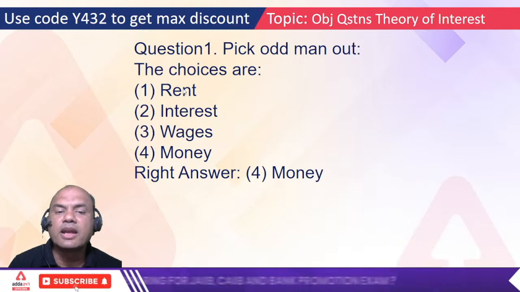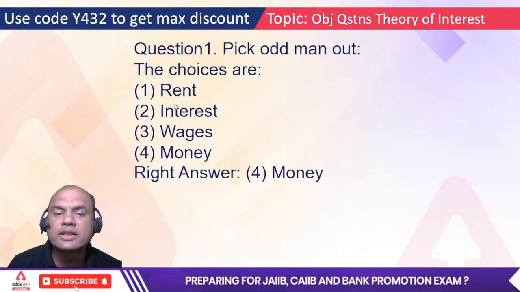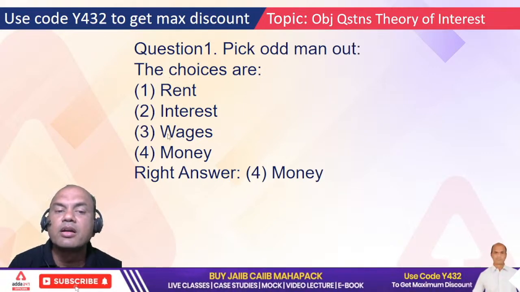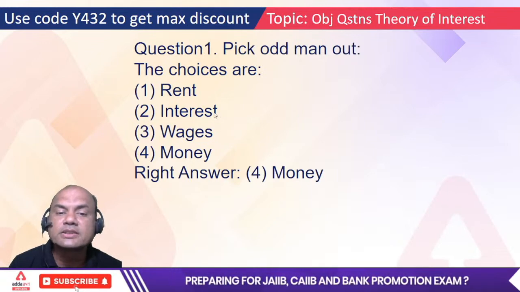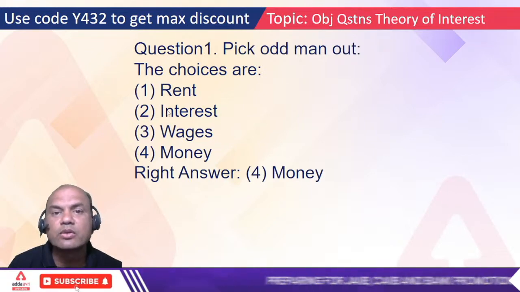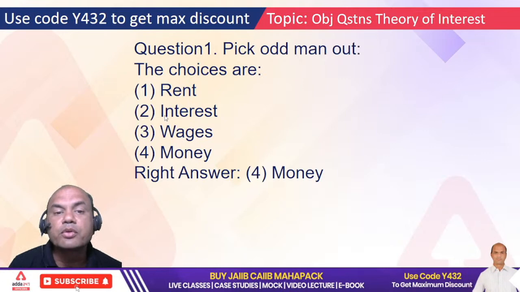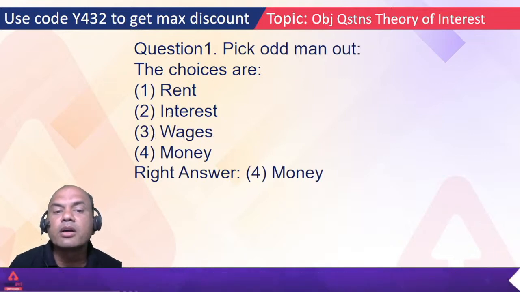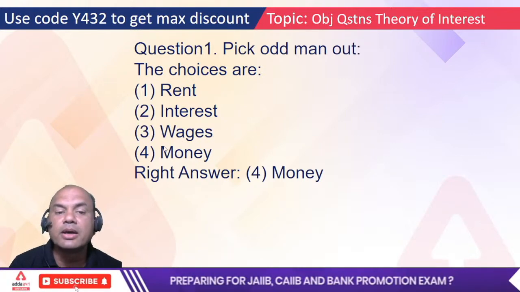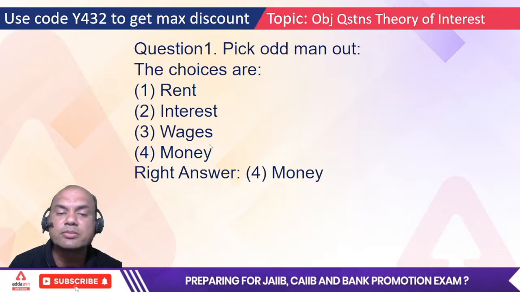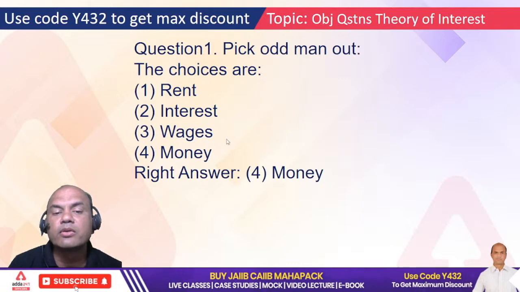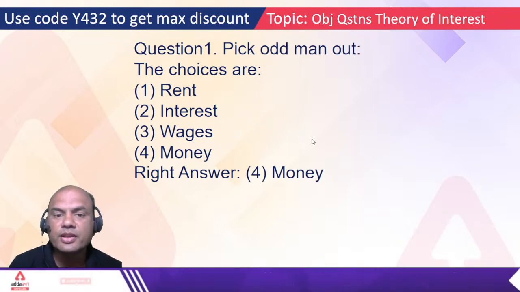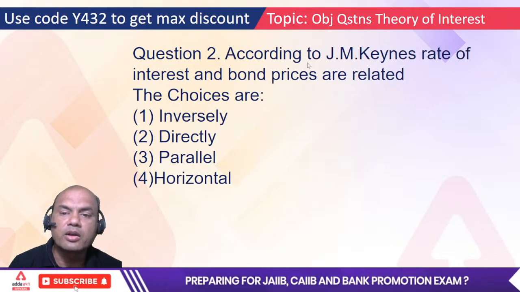Why? Because rent, interest, wages, for earning these, what are these? These have to be earned. I have to do something. I have to buy a property and then give it on rent. So I have to work somewhere. Interest, I have to part with my money, then only I'll get interest, right? Wages, I have to work and then I get the wages, right? And money is just a medium of exchange. Money is useful in all these three. So the odd man out is money over here. Got this point?